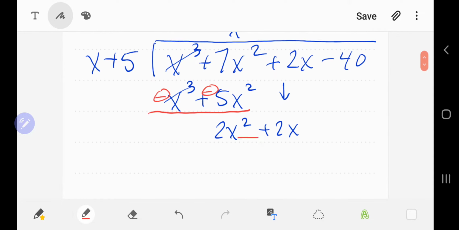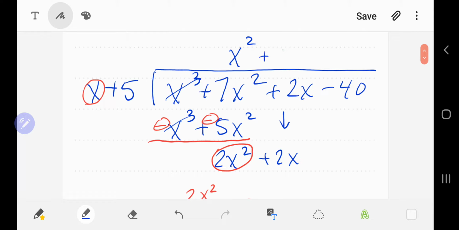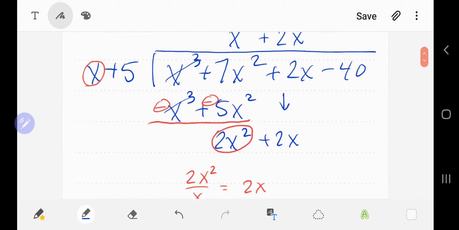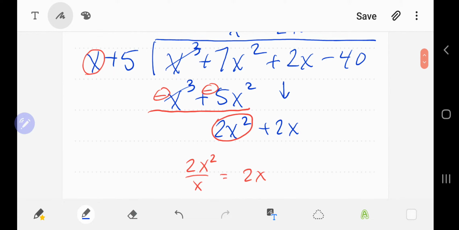Now what that means is we're going to take the 2x squared and divide it by the x. We're looking at 2x squared divided by x. That's going to leave us 2x. And that gives us the next term of the quotient. So up top, we're going to need a 2x. All right, so now if we could erase this stuff we used to get that, and erase that and that.